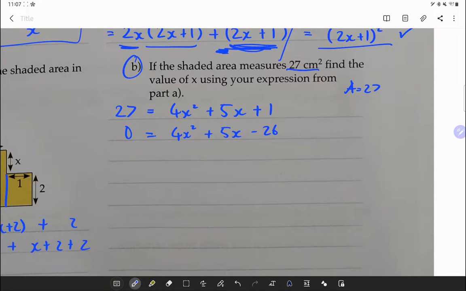Let's factorize this. So I want two numbers that add up to 5, but multiply to 4 times negative 26, which is 104. Right? I'm feeling very unconfident about that. Remember, you can definitely take your time doing this. Sweet, there we go. A negative 104. So I want two numbers that multiply to a negative 104.